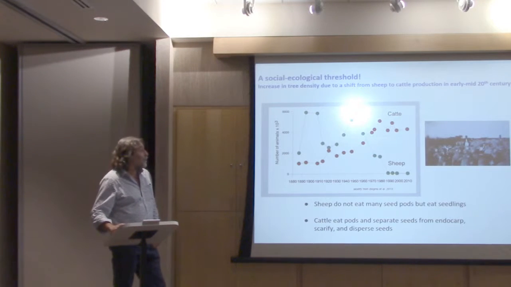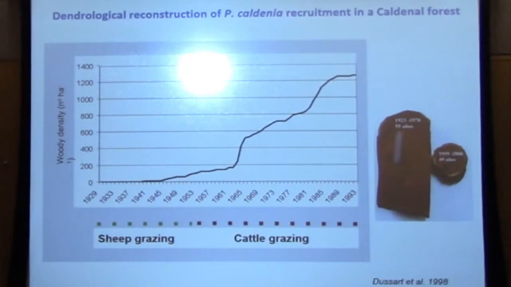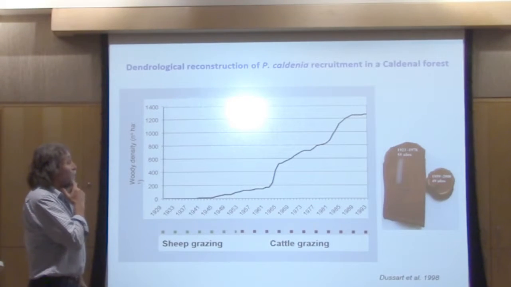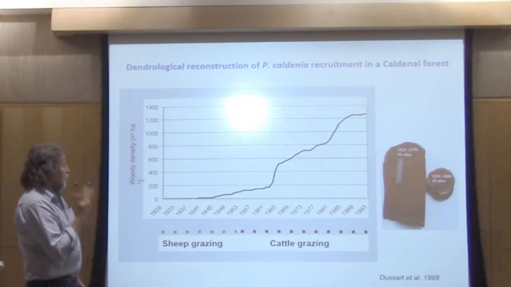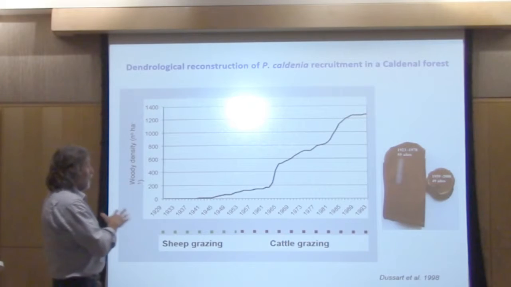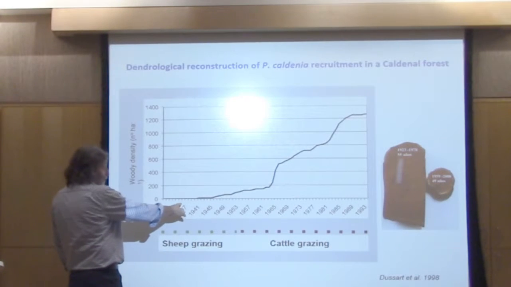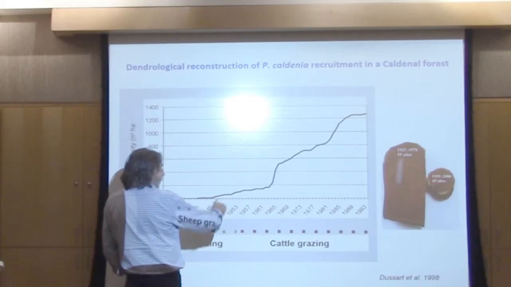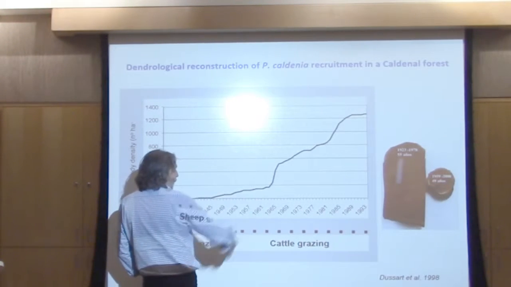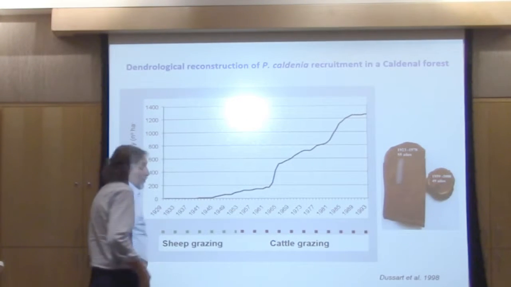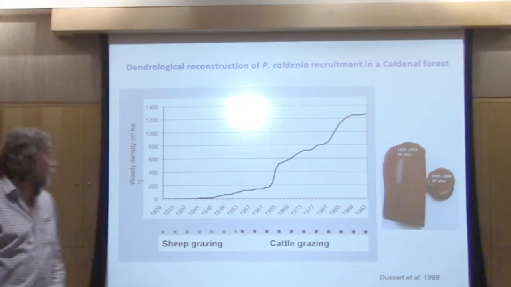So this type of thing is clearly shown in different types of study. I just showed you an example where we try to reconstruct the forest population, the youngest individuals in the forest, and we see a pretty clear increase in the density of the forest population around the time when they shift from sheep grazing to cattle grazing.